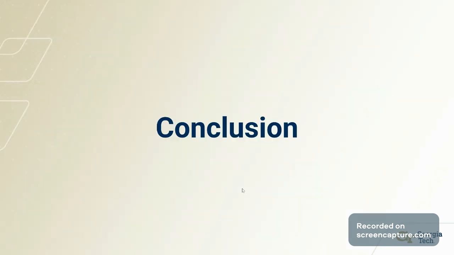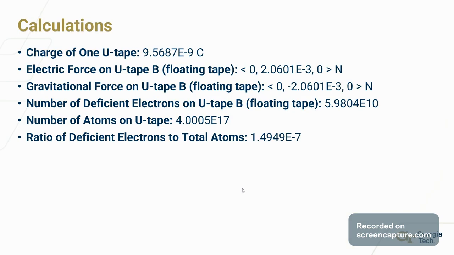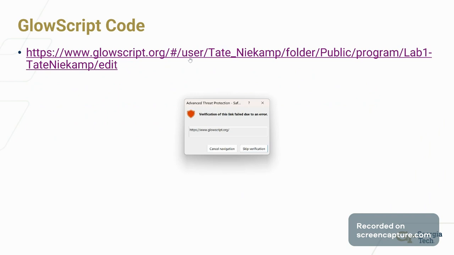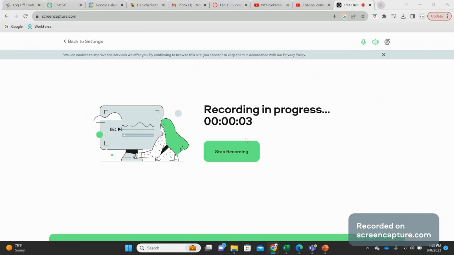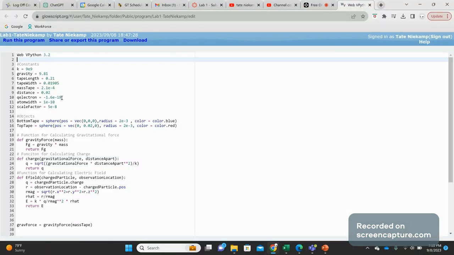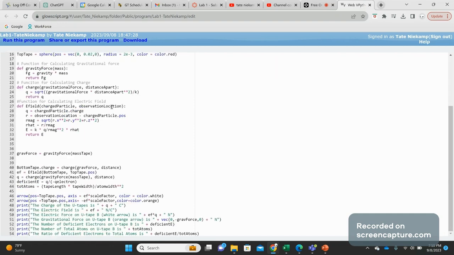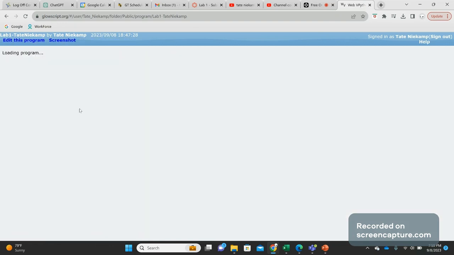Going into the conclusion. So here's pretty much all the numbers here. And I got these from my GlowScript, so I'm going to go ahead and jump there. So here's my GlowScript code. And when I run this program, you'll be able to see the free body diagram on U-tape B, which is the red, and U-tape A is the blue dot below.